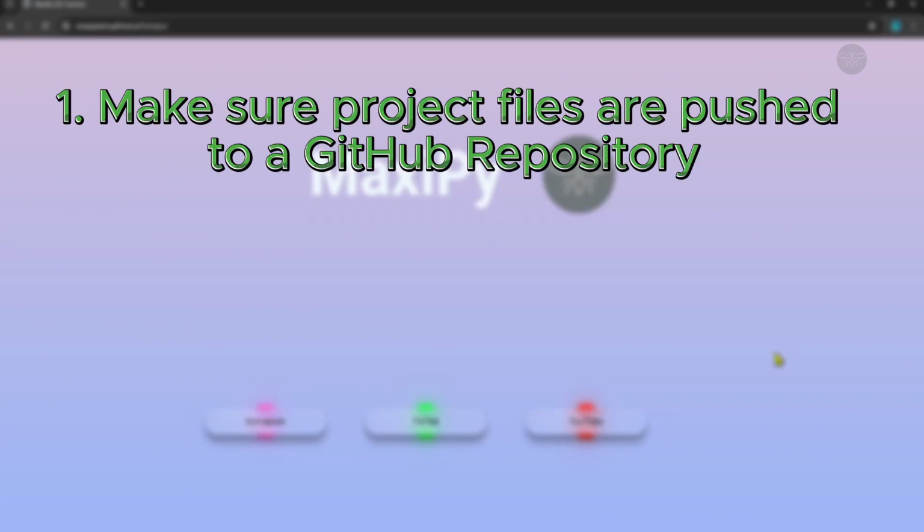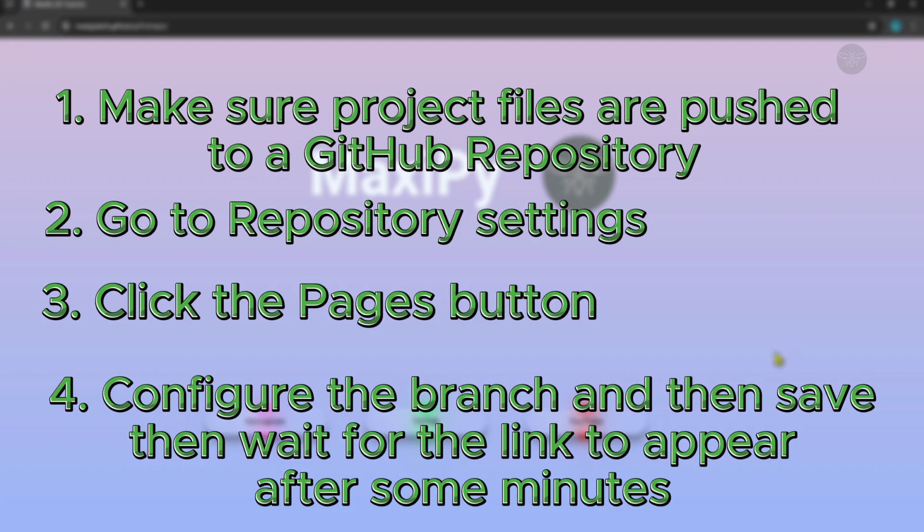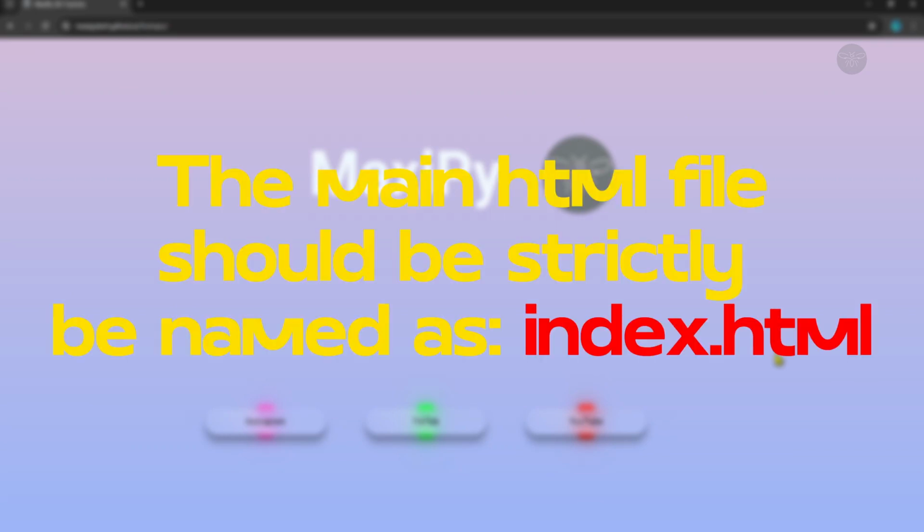First, you need to push your project on GitHub. Secondly, you need to go to your settings, go to Pages, and then you can configure as I have described it, and then your page will be hosted. And make sure your main page is called index.html strictly. If you post any other HTML page, it will not go live.